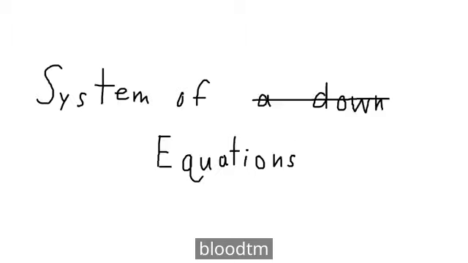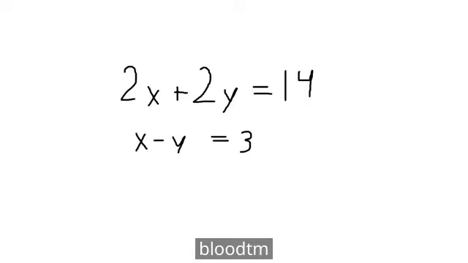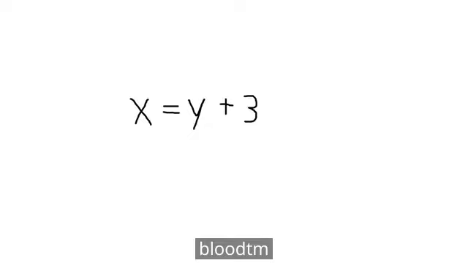Let's look at a system of equations. You can think of a system of equations as a puzzle that can be solved. You can solve this puzzle guaranteed as long as at least as many unique equations exist as variables in the system of equations. For example, in this problem, you can look at the second equation and add y to both sides, leading to x = y + 3.